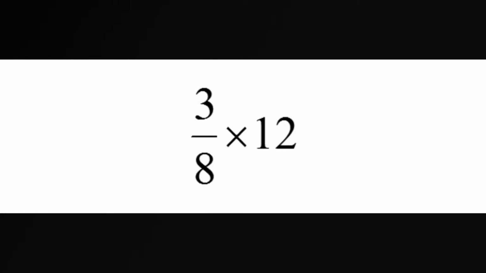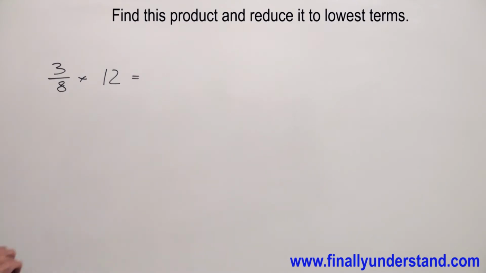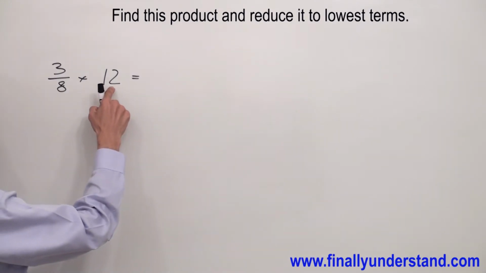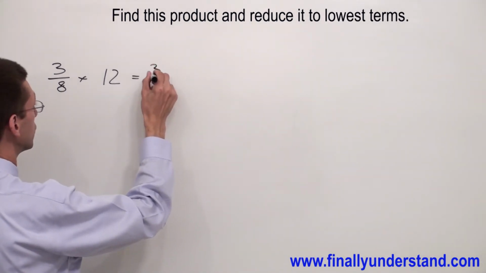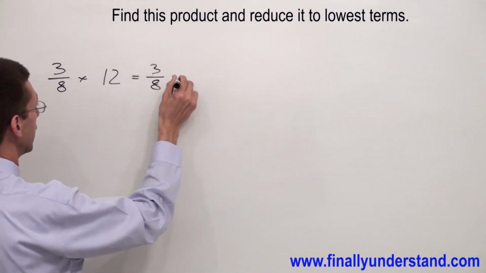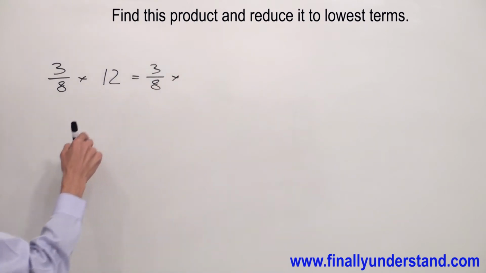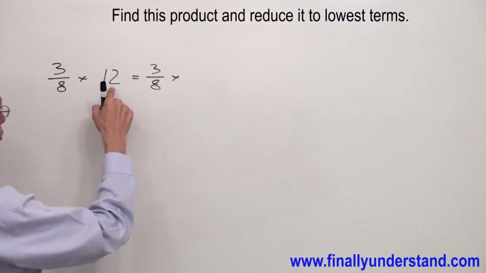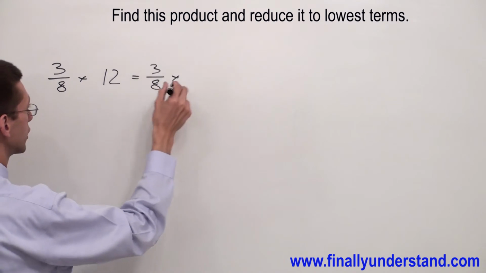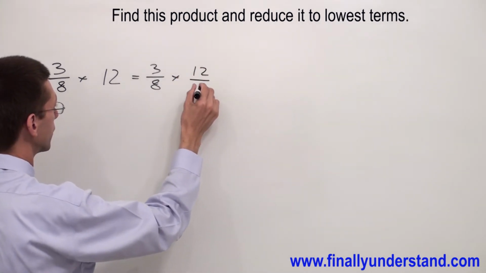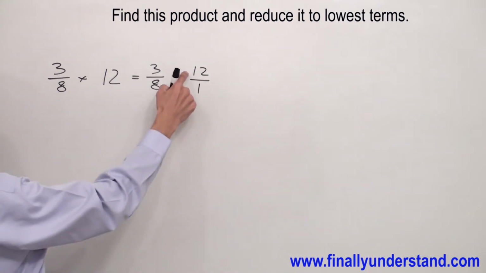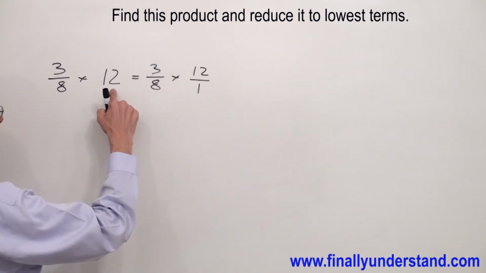We have to multiply a fraction with a whole number. Anytime you multiply a fraction with a whole number, you have to keep in mind that we have to convert the whole number to a fraction. Okay, so let me copy down 3 over 8. And 12, I have to convert to a fraction. Anytime you want to convert a whole number to a fraction, you have to write the whole number over 1. Okay, because 12 divided by 1 is 12.